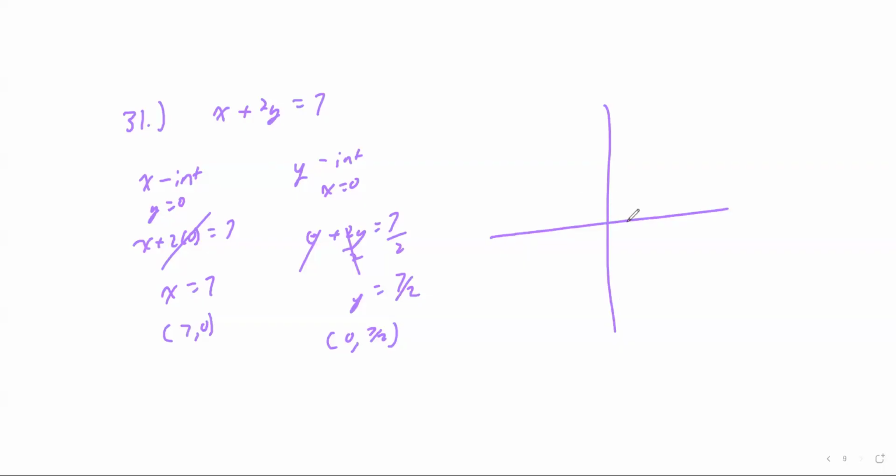Graph it at your best ability. So 1, 2, 3, 4, 5, 6, 7. 0 and 7/2 would be about 3.5. So 1, 2, 3, 4. So it'd be about right there. And then you just kind of sketch it.